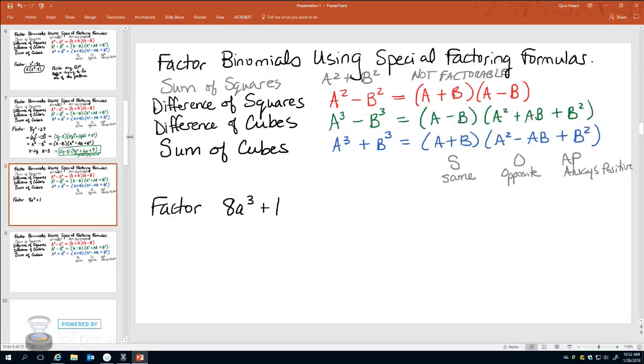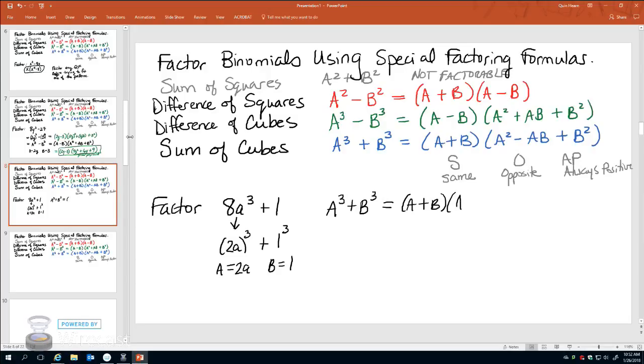8 is a perfect cube, so that's good. That means we can think of the first term as 2a to the third power. And 1 is also a perfect cube. In fact, 1 can be thought of as any power. So this does fit the pattern of a sum of cubes. And so in our formula, for our a we're going to use 2a, and for our b we're going to use 1. So how does a sum of cubes factor? Write down the formula. Each time you write it, you'll remember it a little better. So a cubed plus b cubed is a plus b times a squared minus ab plus b squared.